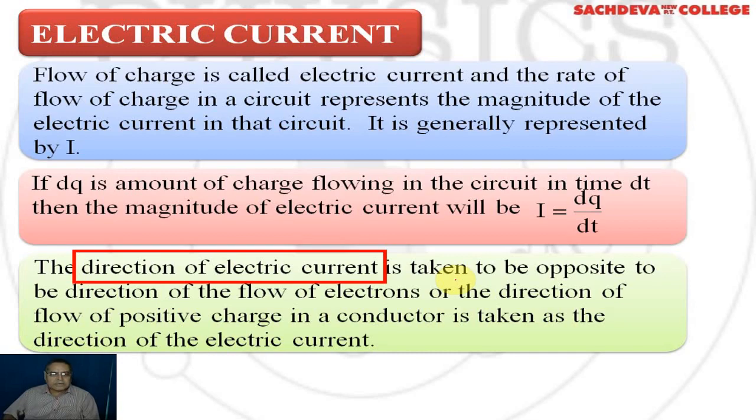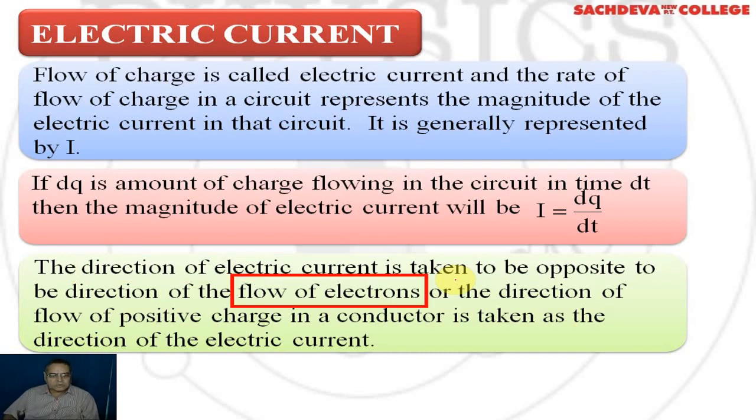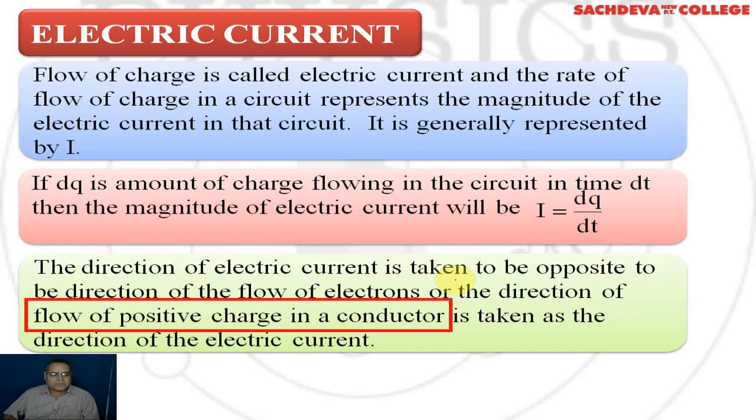The direction of electric current is always taken to be opposite to the direction of flow of electrons, or the direction of flow of positive charges in a conductor. So that is taken as the direction of electric current.